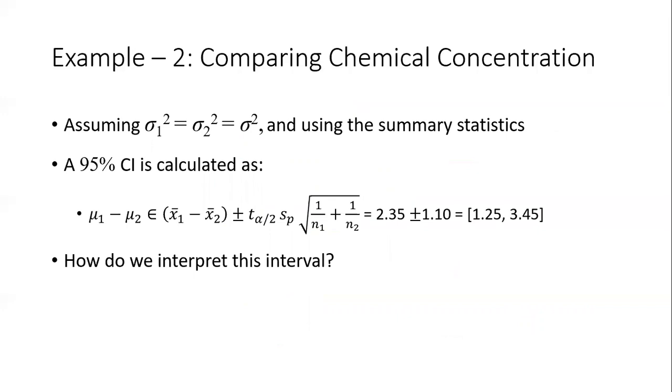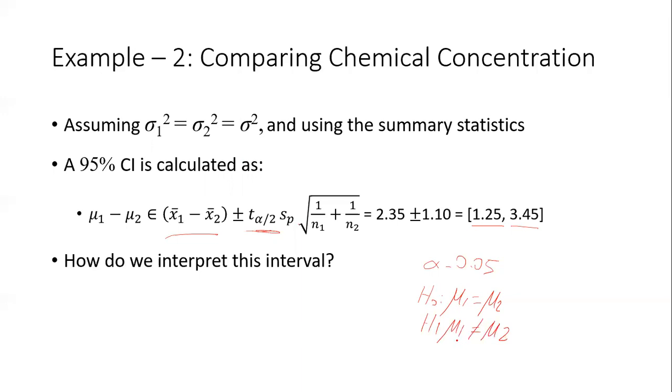So the 95% confidence interval is given by x1 bar minus x2 bar plus or minus t alpha over 2 times sp times the square root of 1 over n1 plus 1 over n2. If you just plug in the values, the confidence interval for the difference is between 1.25 and 3.45. So again, if I ask you at alpha equal to 0.05 level, how about testing whether the concentrations are equal to each other or not?